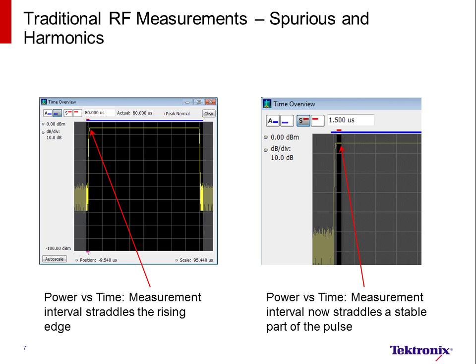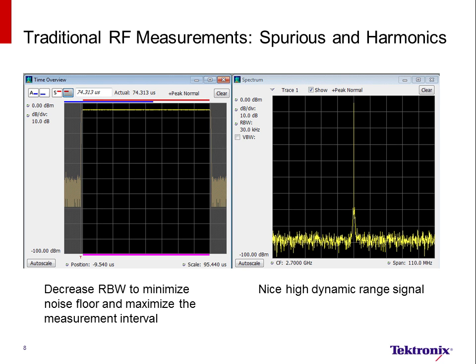part of the pulse. Next, we'll decrease the RBW so that we can maximize the length of time that we're measuring the signal and also maximize dynamic range. When you increase the length of the measurement in the time domain, you decrease the resolution bandwidth in the frequency domain, and vice versa. So by decreasing the resolution bandwidth, we get a longer time record. On the right-hand side, you see that now we have a nice signal with really good dynamic range. Now we can make RF measurements just over that part of the pulse.